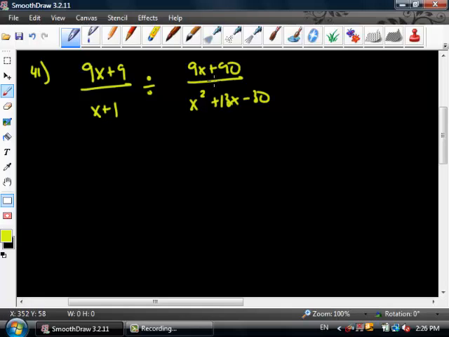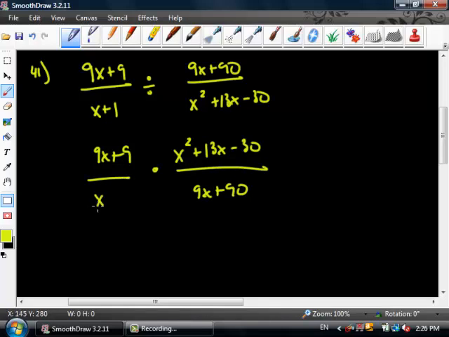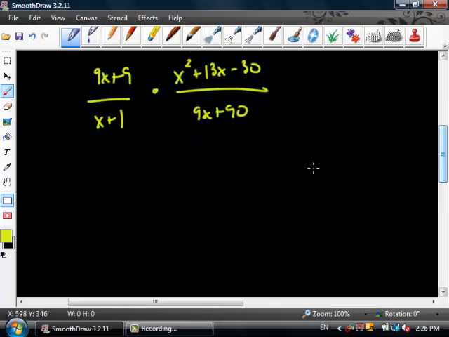Okay. So, if you can divide, am I right in assuming you can multiply rational expressions? So I'm going to flip the second, so I get x squared plus 13x minus 30 over 9x plus 90, times 9x plus 9 over x plus 1. So let's factor everything that we can. I'm going to pull a 9 out of here.